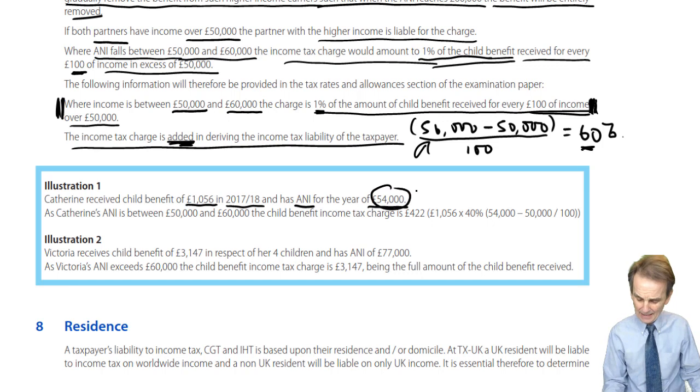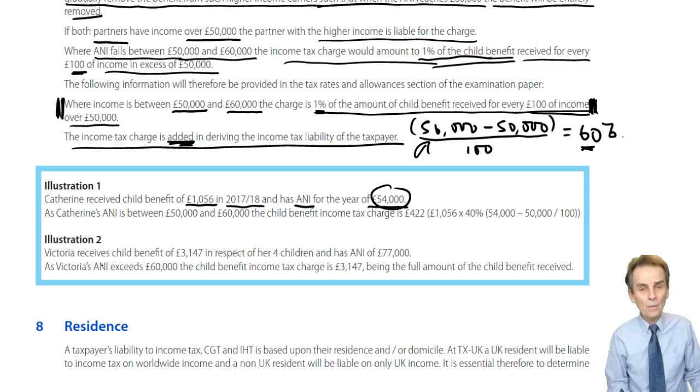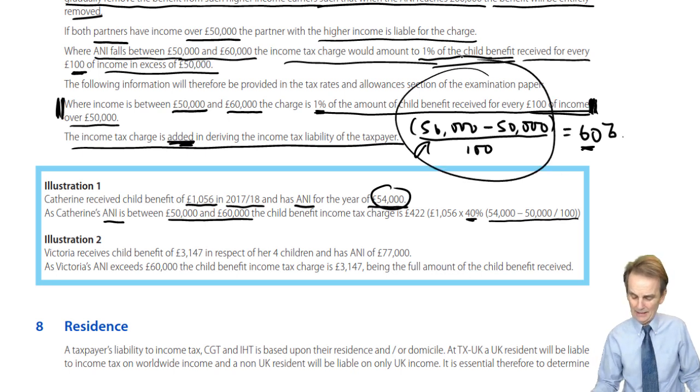So that figure again, a figure you're used to calculating, adjusted net income, you may have to do it again. So 54,000. As Catherine's adjusted net income falls between 50 and 60,000, we now have to compute what percentage it will be that will be the child benefit income tax charge percentage to use. Well, that of course is going to be 40% because it's 54,000 minus 50 divided by 100, replicating the calculation that we've done there. Only this time, that of course will equal 40%.